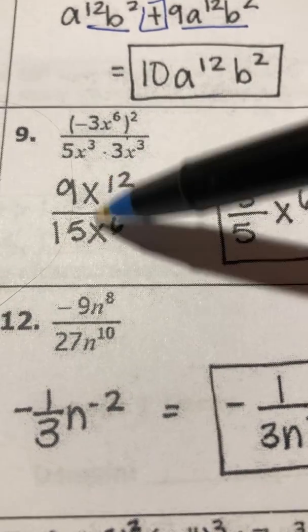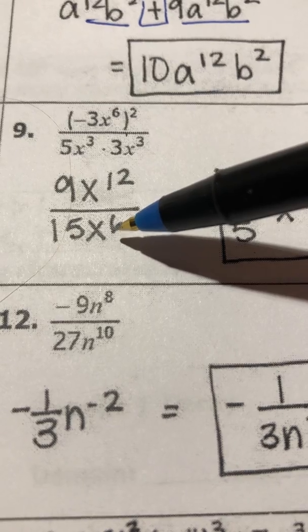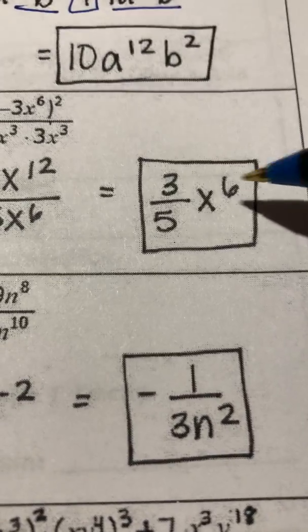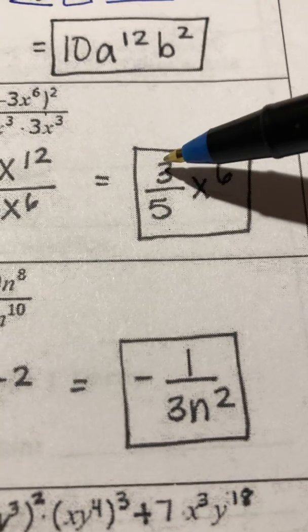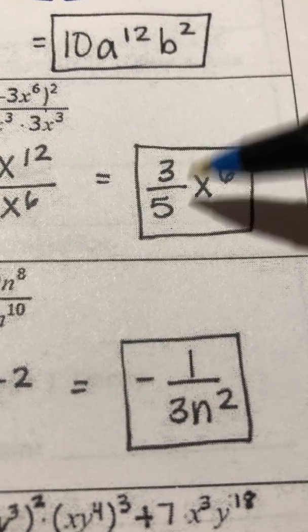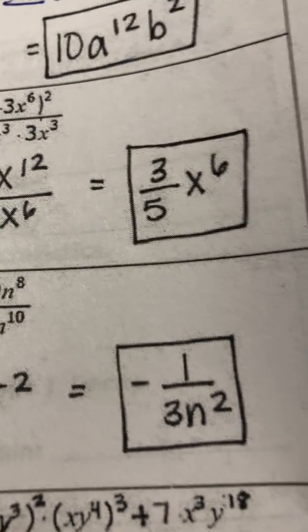And then I have these x's. So I have 12 minus 6, and that will give me 6. So that's where I get that. And if you had written 3x to the 6th over 5, that would also be the same thing.